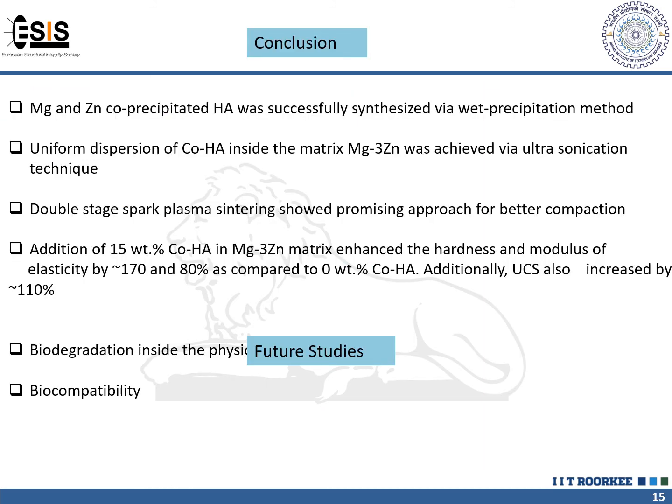So magnesium and zinc co-precipitated HA was successfully synthesized via the wet precipitation method, and uniform dispersion of co-HA inside the magnesium Mg3Zn was achieved via ultrasonication techniques. Double stage spark plasma sintering showed a promising approach for better compaction of the composites. In properties, the addition of 15% co-HA in the magnesium Mg3Zn matrix enhanced the hardness and modulus of elasticity by approximately 170 and 80% as compared to 0% co-HA. Additionally, the ultimate compressive strength was also enhanced by 110% as compared to zero weight % co-HA.